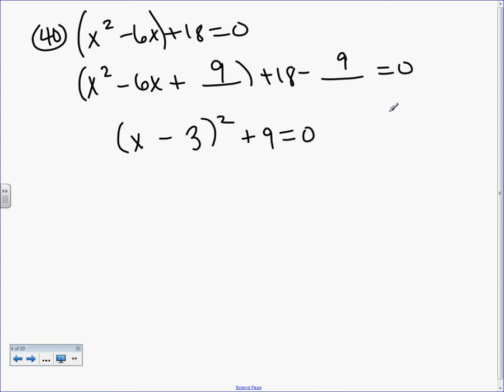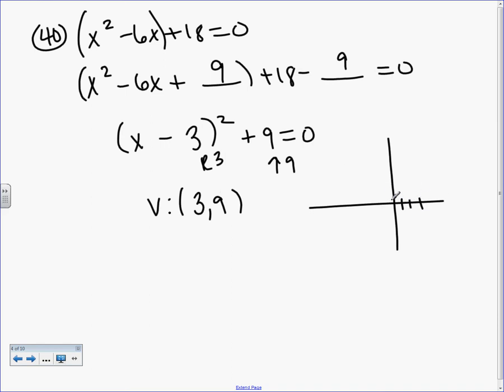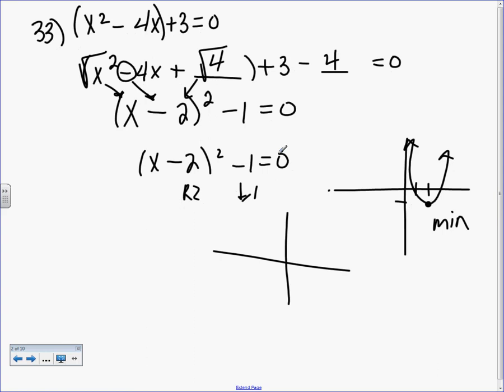9. That is in vertex form. What would my vertex be? Let's try this. Where's this move? Up 9. Right 3. So what's my vertex? 3, 9. Okay? So if I go right 3 and up 9, how's it going to open? Up or down? Up? Is that a max or a min? Min. So the vertex of the last one would be 2, 1 or 2, negative 1? The last one would have been 2, negative 1.